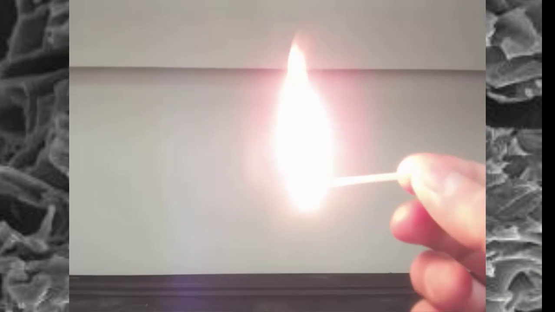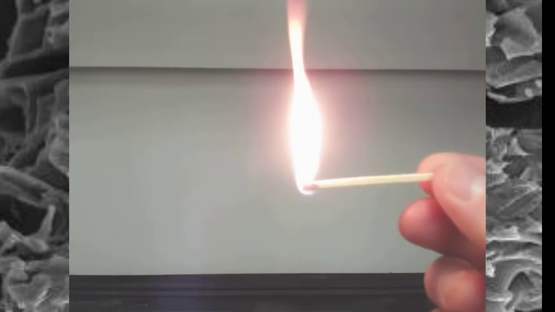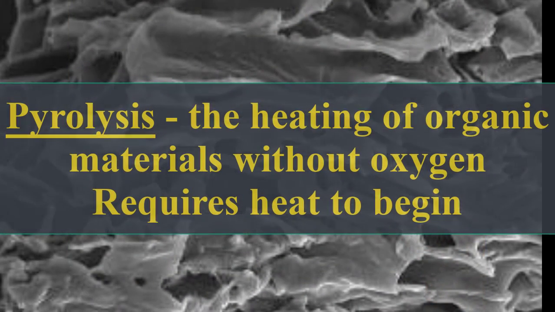This is why the match flares at the beginning. It supplies the heat to start the breaking of these bonds. This reaction is called pyrolysis, the heating of an organic material without oxygen. Pyrolysis is the first step to the familiar glow as a wooden match is lit.